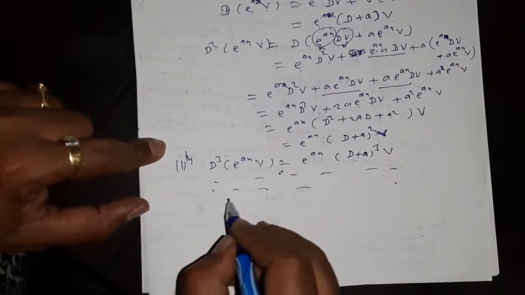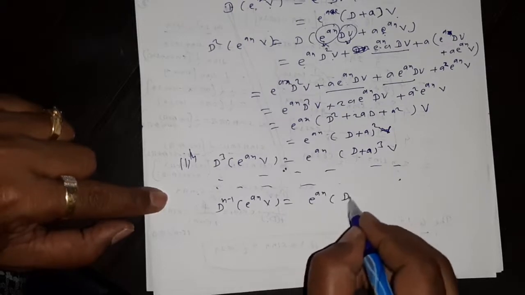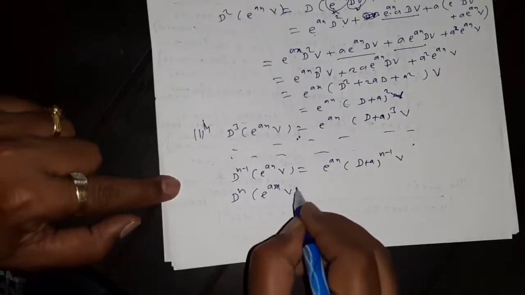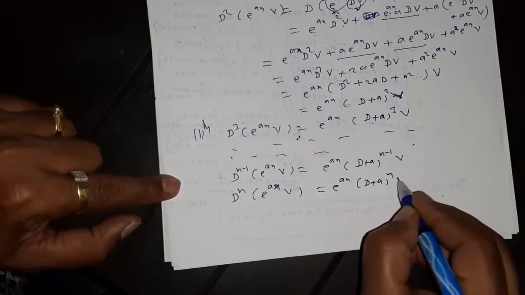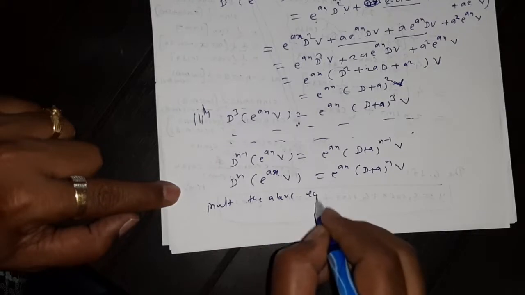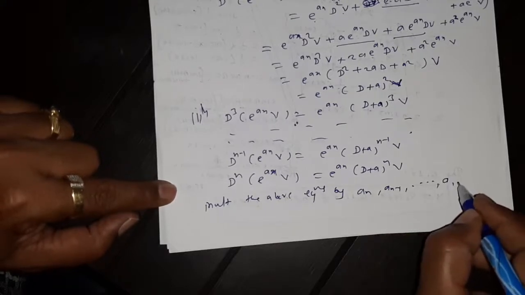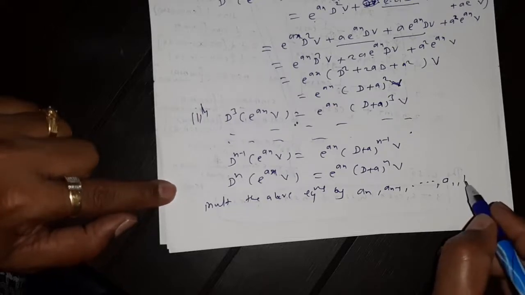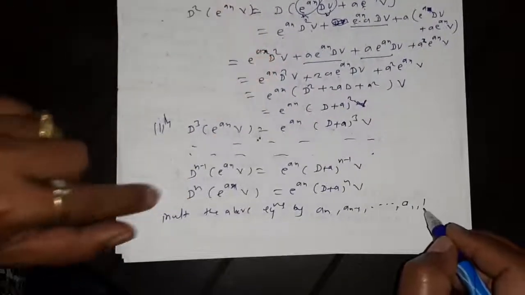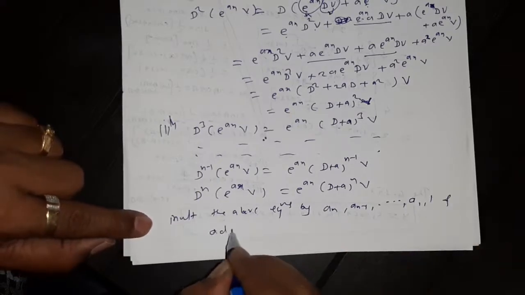In this way, D raised to n minus 1 of e raised to ax v is e raised to ax (D plus a) raised to n minus 1 v, and D raised to n of e raised to ax v is e raised to ax (D plus a) raised to n v. So multiplying the above equations by a_n, a_(n-1), a_(n-2), in this way down to a_1, if the coefficient of D raised to n is a_0, then write the last a in place of 1, we write a_0, and adding, so we get.